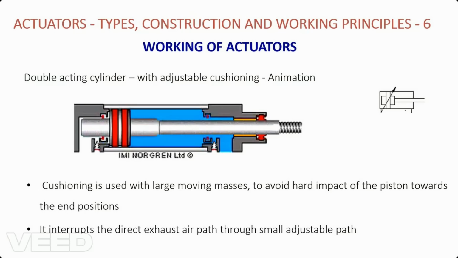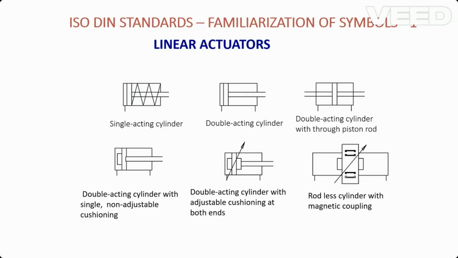So here are some of the other symbols of the cylinders which are commonly used in industries or in the software which we use. So let us see them one by one. As we know, we have seen the single acting cylinder, and the next one is the double acting cylinder. The next one is the double acting cylinder with through piston rods, where we will have piston rods on both sides. In the previous ones, single acting and double acting, you have seen the piston rod only on one side. In this, the piston rod is placed on both sides.